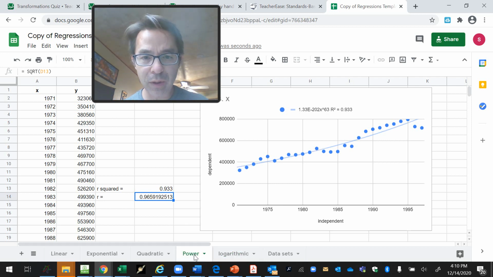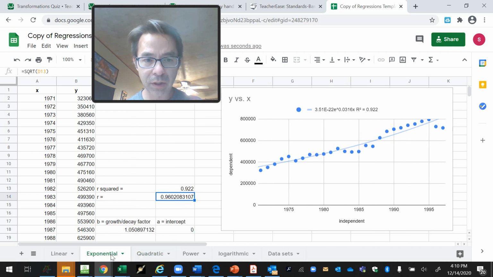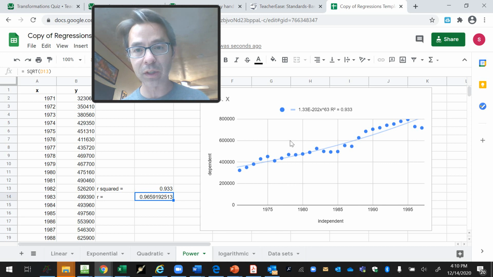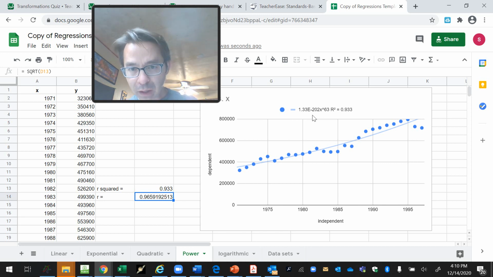So, what was the winner? Power. 0.966. 0.962, 0.960, 0.966. Power regression wins, but just barely. Oh my gosh.